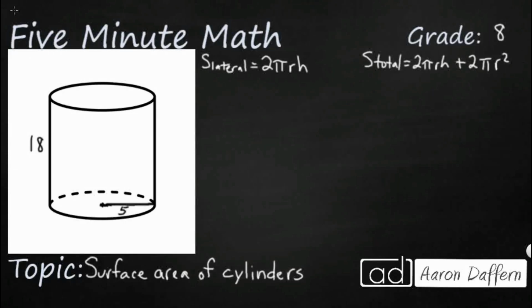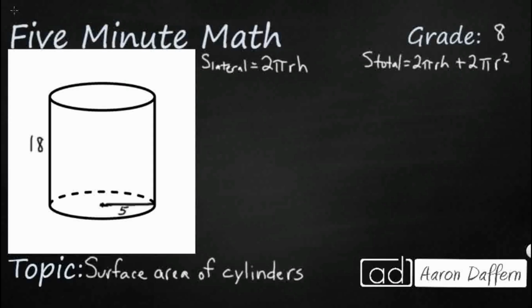Today we are looking at the 8th grade concept of surface area, specifically how we can find the lateral and total surface area of a cylinder, and we'll do it in 5 minutes or less. So when we're talking about the surface area, we're talking about the area outside. We're not talking about the volume. And there's two different types of surface area.